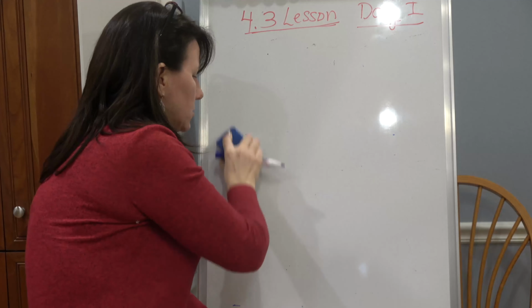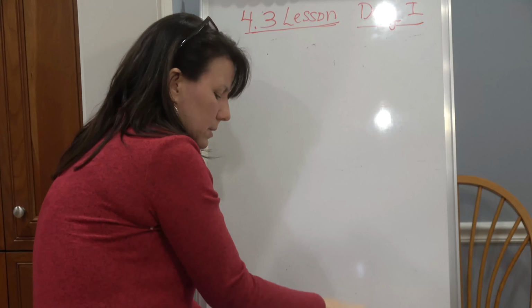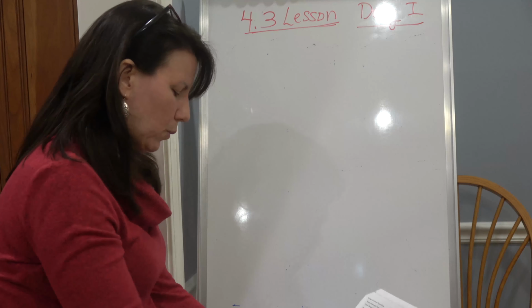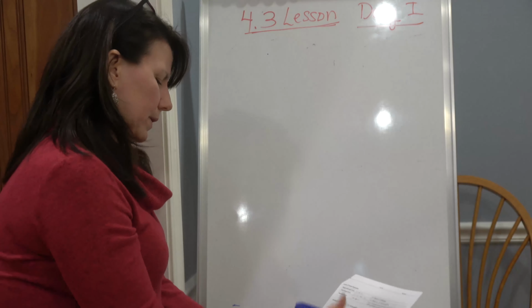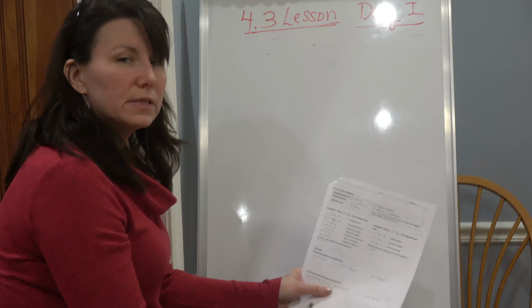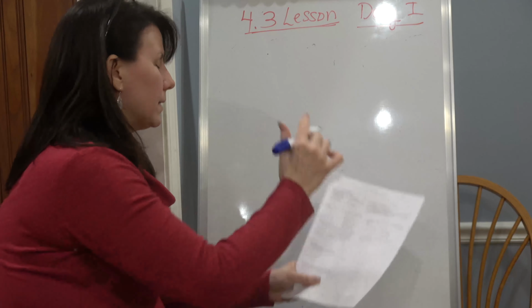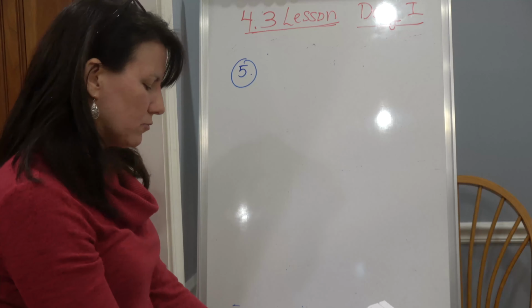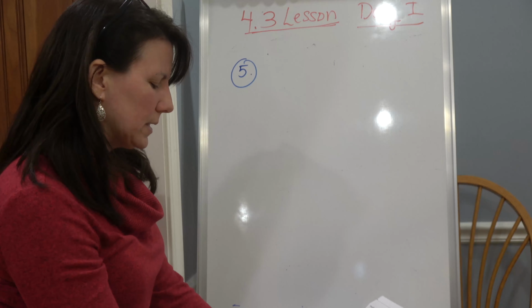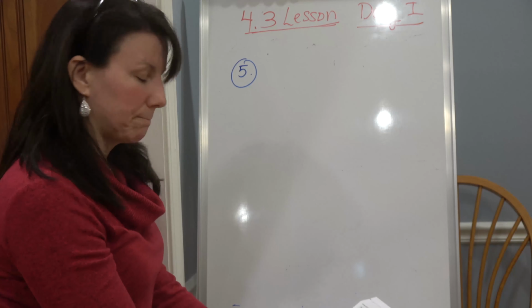Okay, so let's do one of those. Then you're gonna do some work on this packet here. All right, I'm going to choose number 5. See number 5 in the bottom center there. Okay, number 5 says write each equation in slope-intercept form.